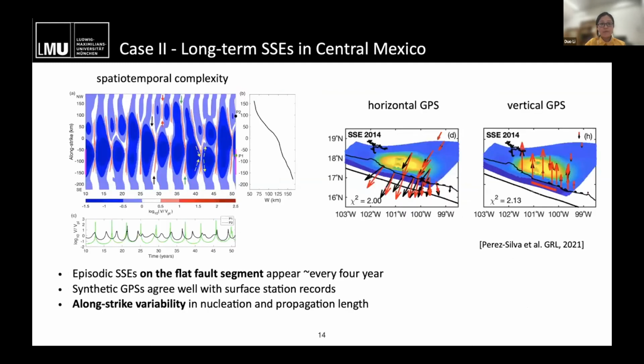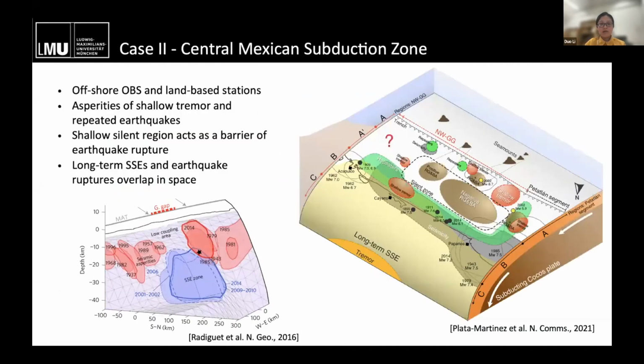So this is our numerical model for the slow slip only. We use the same method and the 3D geometry in central Mexico. And we also see a good match between our model and surface GPS records. The red and the black areas are the synthetic and the observation data here. I will skip this part, because I want to focus on the influence of the slow slip on the earthquake rupture.